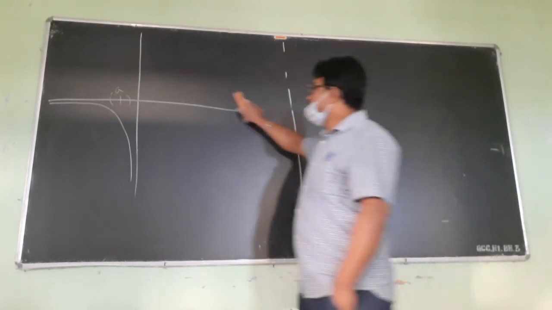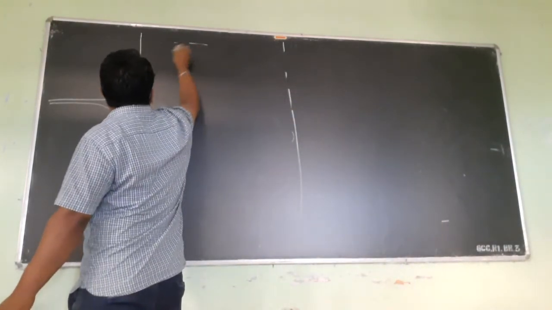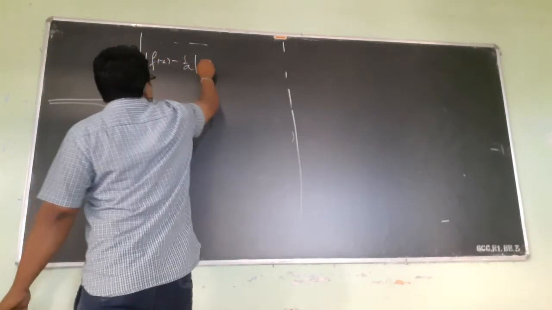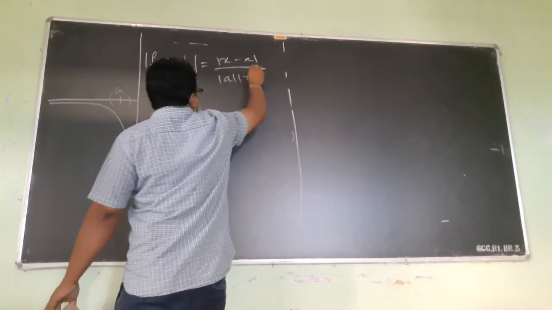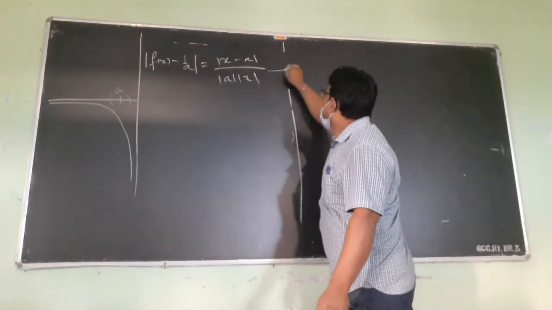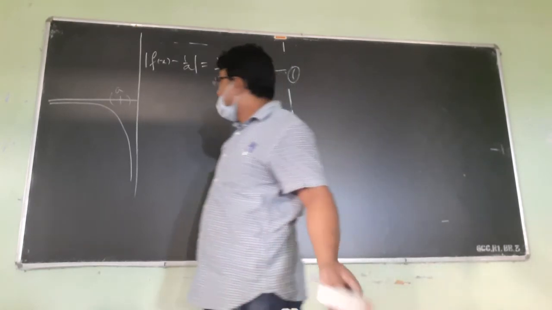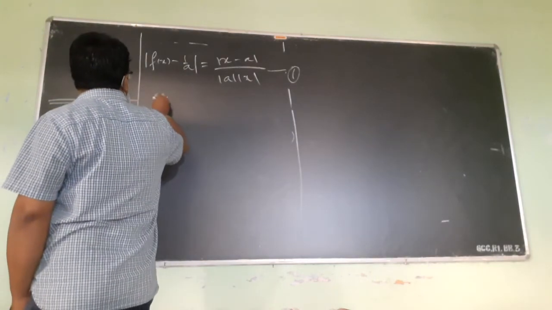So the first portion is very simple. We have chosen one epsilon, then mod of f(x) minus 1 by a comes out to be mod of x minus a divided by mod a into mod x. This is already there, so this is equation 1. Then what you have to do is write this in a suitable form.